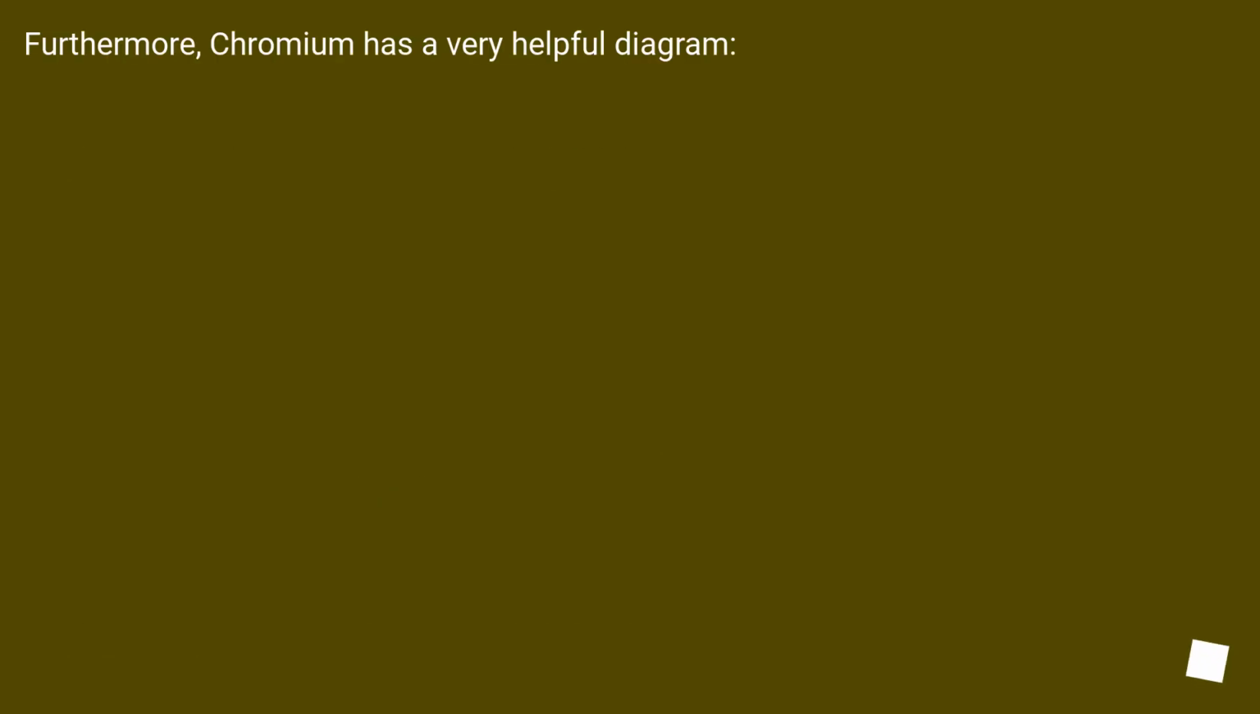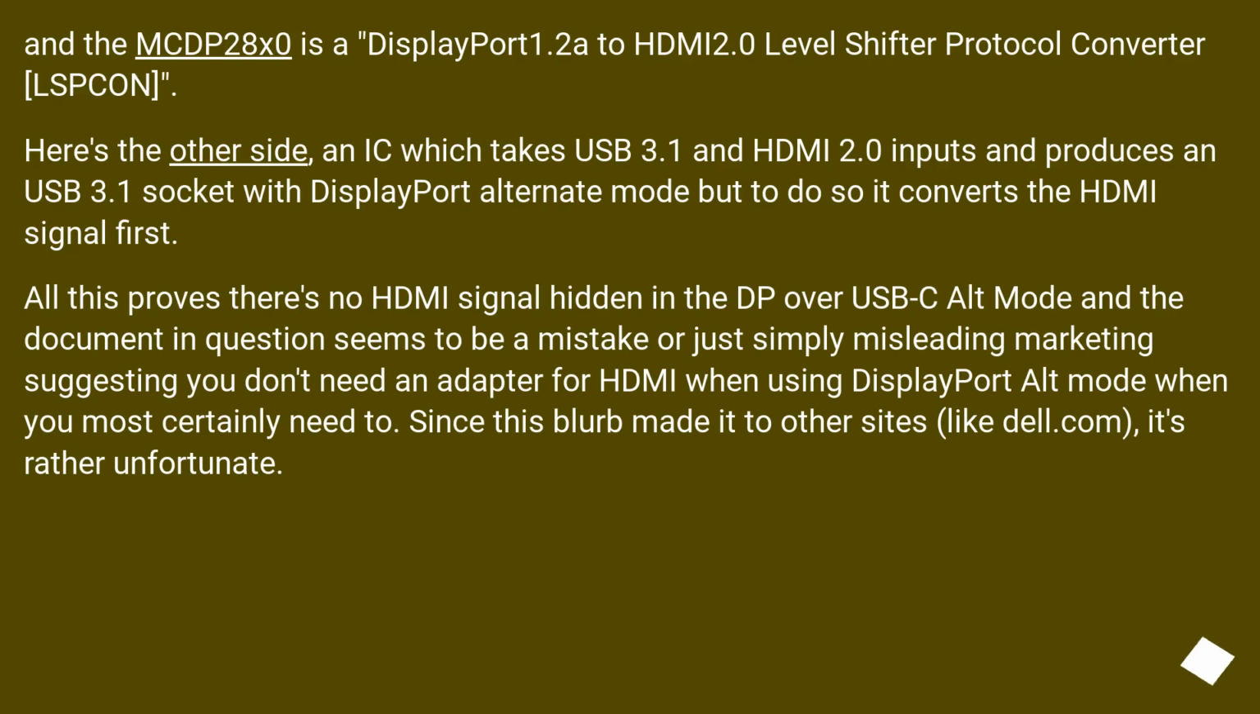Furthermore, Chromium has a very helpful diagram. And the MCDP28x0 is a DisplayPort 1.2a to HDMI 2.0 level shifter protocol converter, LSPCON. Here's the other side, an IC which takes USB 3.1 and HDMI 2.0 inputs and produces a USB 3.1 socket with DisplayPort alternate mode, but to do so it converts the HDMI signal first.